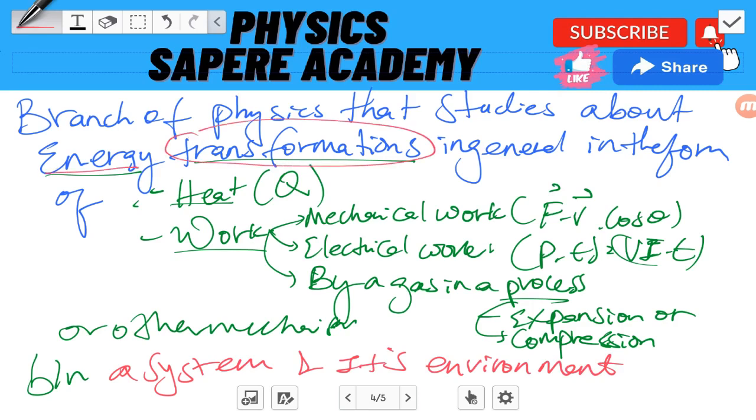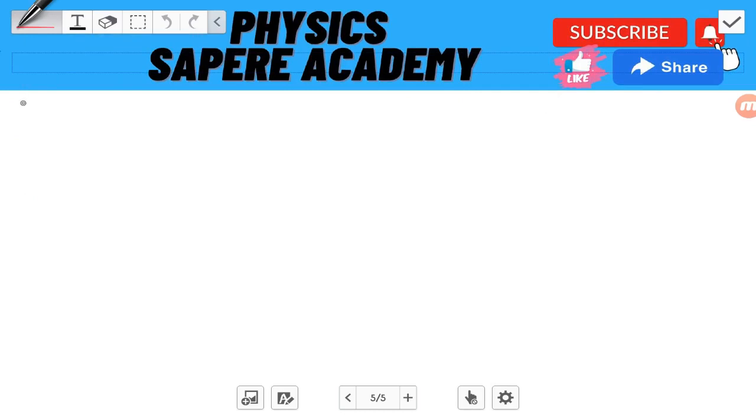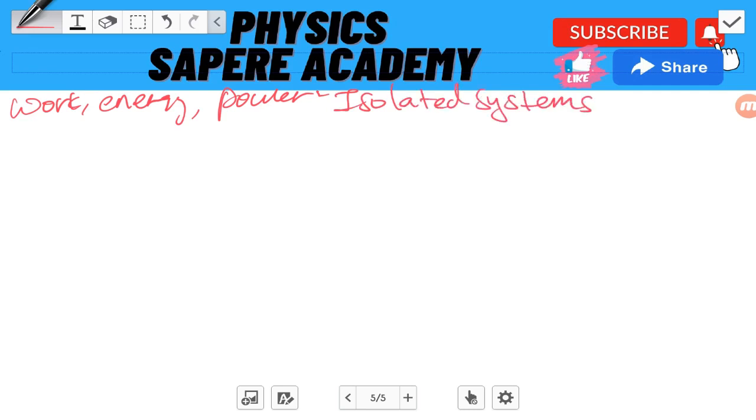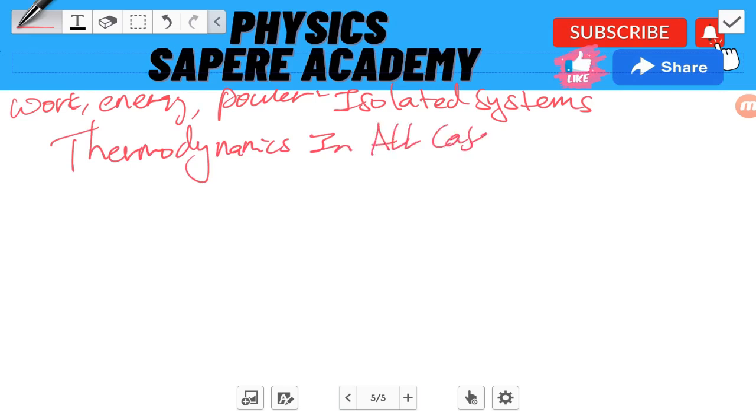Now when we talk about energy transformations, what we have seen before, for example in grade 11 when we studied work, energy and power, we talked about them in the sense that they are in isolated systems. But under thermodynamics, we study them in all cases, both isolated systems and systems that are not isolated. So the part we study in all these cases falls under thermodynamics.